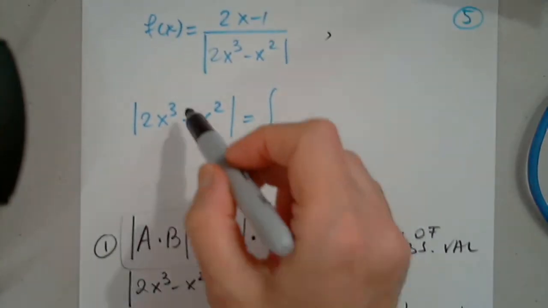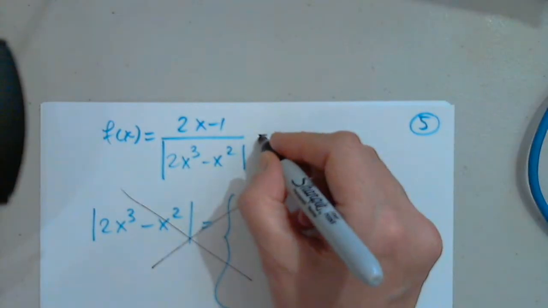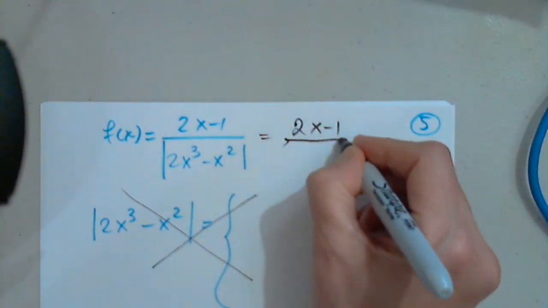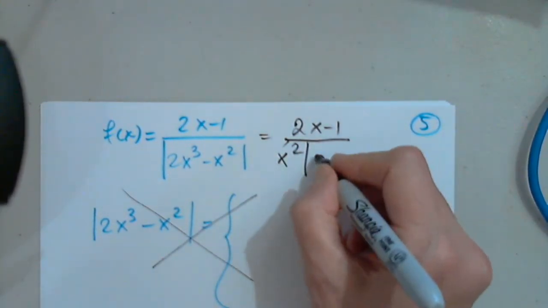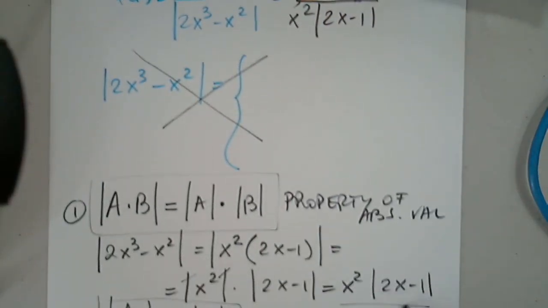Good. So then I don't really need this, because now the function equals 2x minus 1 over x squared times the absolute value of 2x minus 1. Awesome. Thank you for the suggestion.